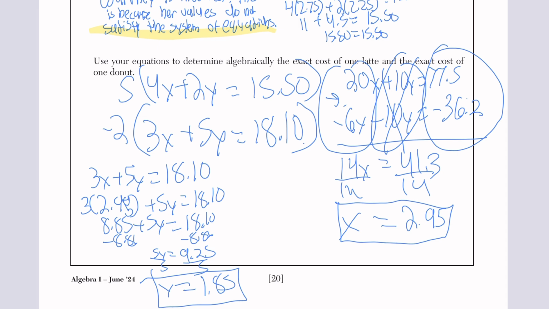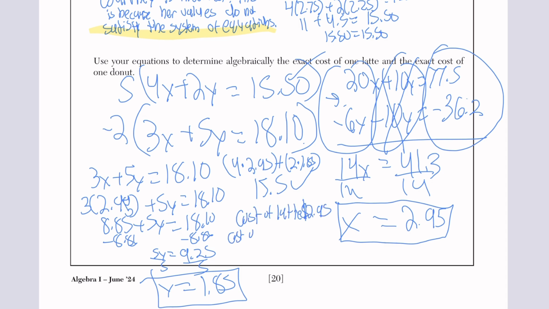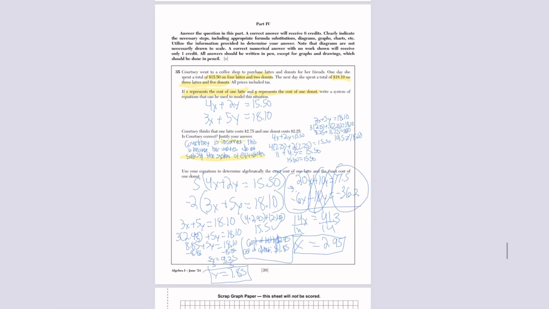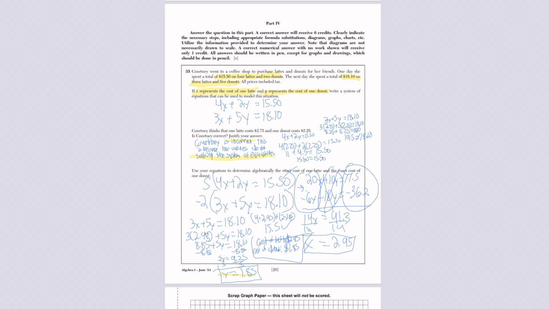To check your work, you can obviously plug it into one of them, and I think you should, just in case. You get 4 times 2.95, add them together, you get 15.5, which checks out. So the cost of one latte is $2.95 and the cost of one donut is $1.85. So this is what gets you your full credit on this question. You mentioned both of these values and you mentioned everything from the previous parts.